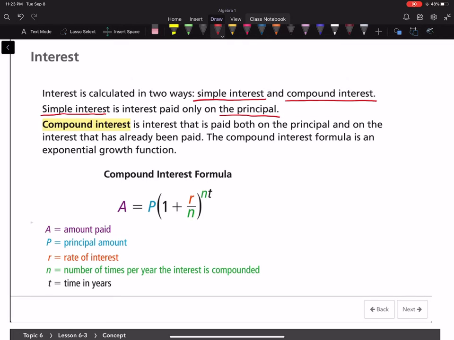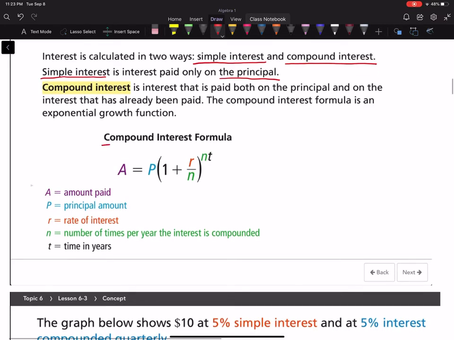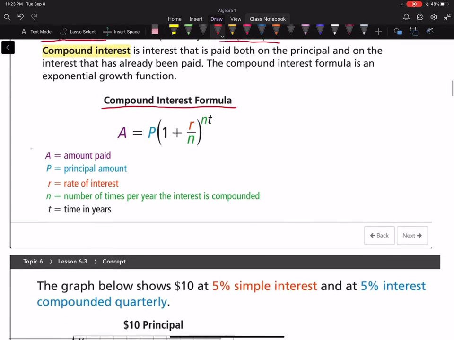Compound interest is interest that is paid both on the principal and on the interest that has already been paid. So basically, you get to take your interest and add it to the principal and then get interest off of both of them together, okay? So here is the compound interest formula. You need to make sure you know that. These are all the parts.